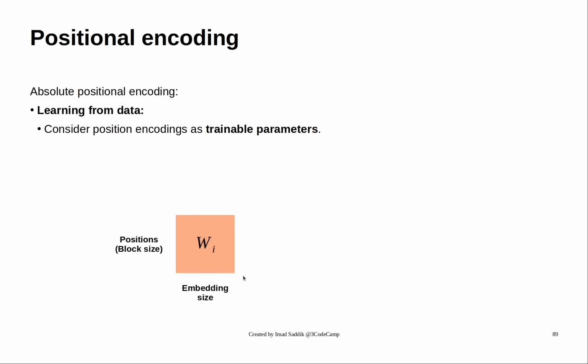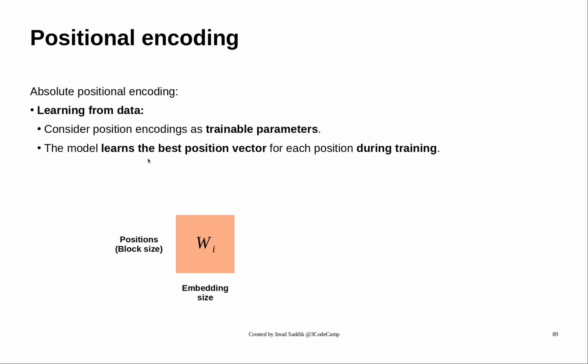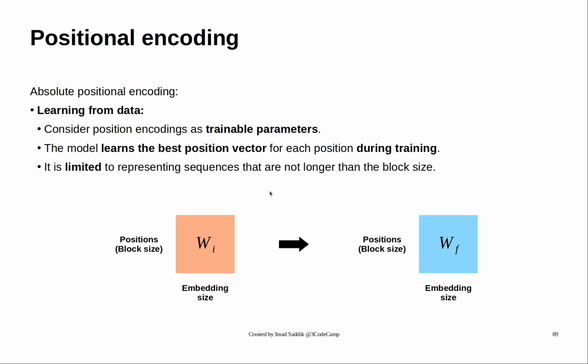And here you can see that we have the embedding size. So this is the shape of the matrix. The shape is the max length, which is block size, by embedding size. During training, the model learns what values work best for each position. At the end, we get a tensor, let's call it WF, which means the final weights, that contains all the positional vectors.